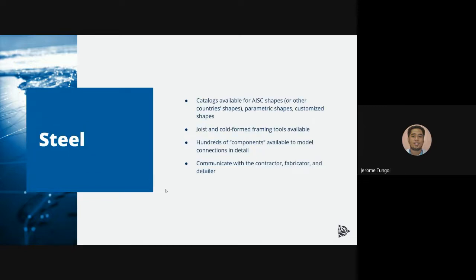In steel parts, all available shapes are already embedded in our Tekla Structures. Also, if your project has a custom size, we have parametric shapes, or you can input your customized shape in Tekla Structures in the properties. And then we also have joist and cold form framing tools available in Tekla Structures. And then in the detailing part, we also have hundreds of components available in our component catalog.